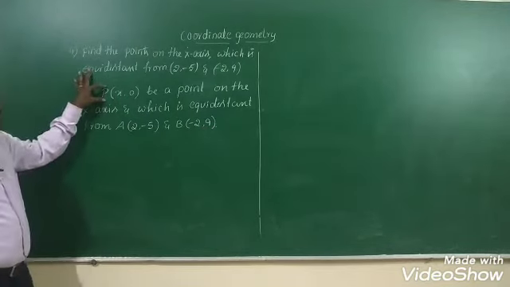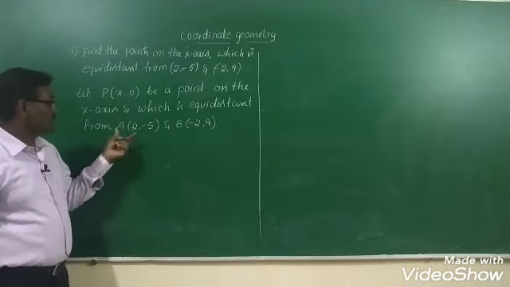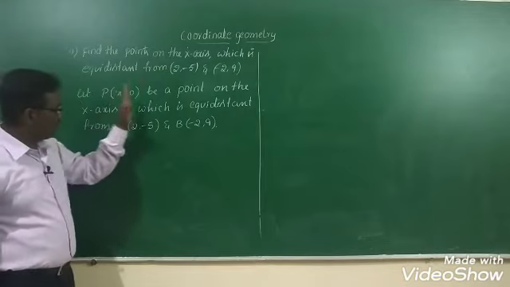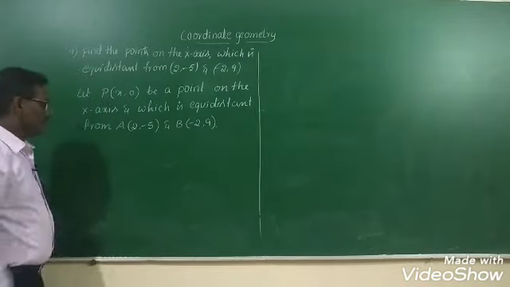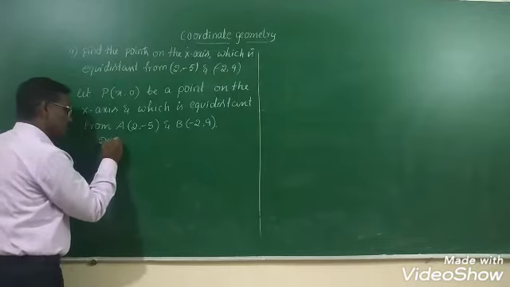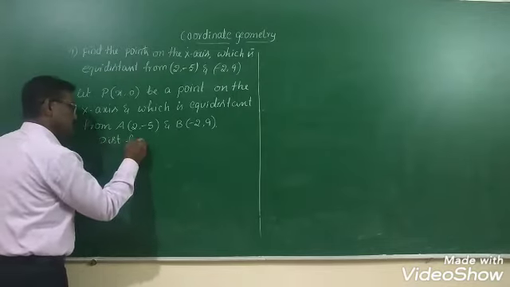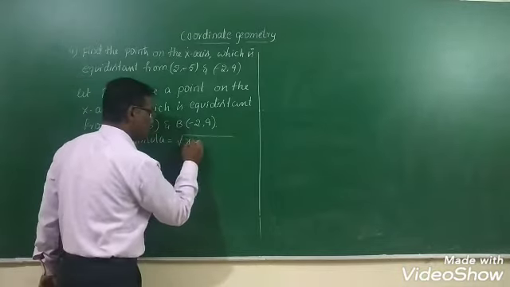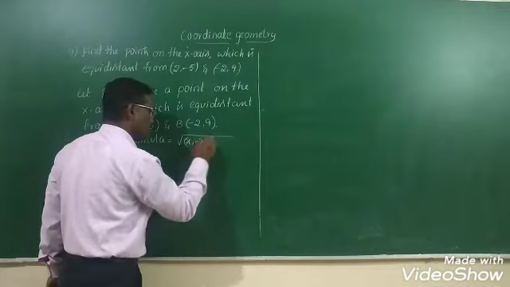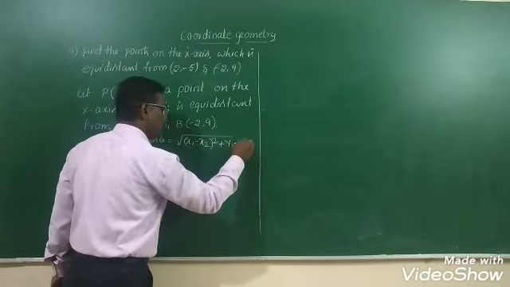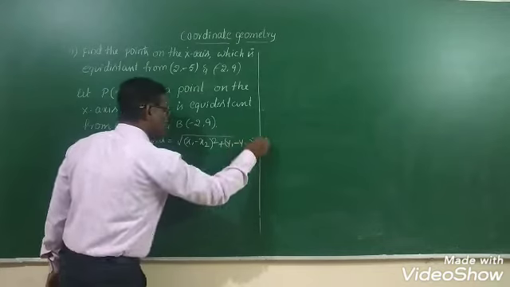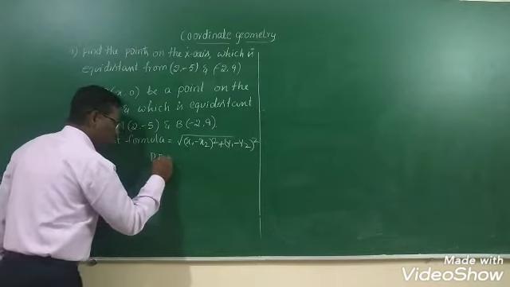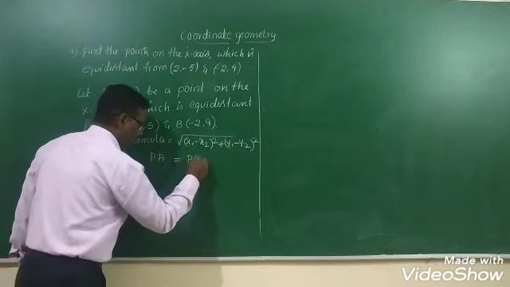There is a point on the x-axis which is equidistant from these two points. That means the distance from P to A and the distance from P to B will be the same. Now, the distance formula is the square root of (x1 minus x2) whole square plus (y1 minus y2) whole square. By using this formula, we have to equate PA equals PB because they have mentioned it.